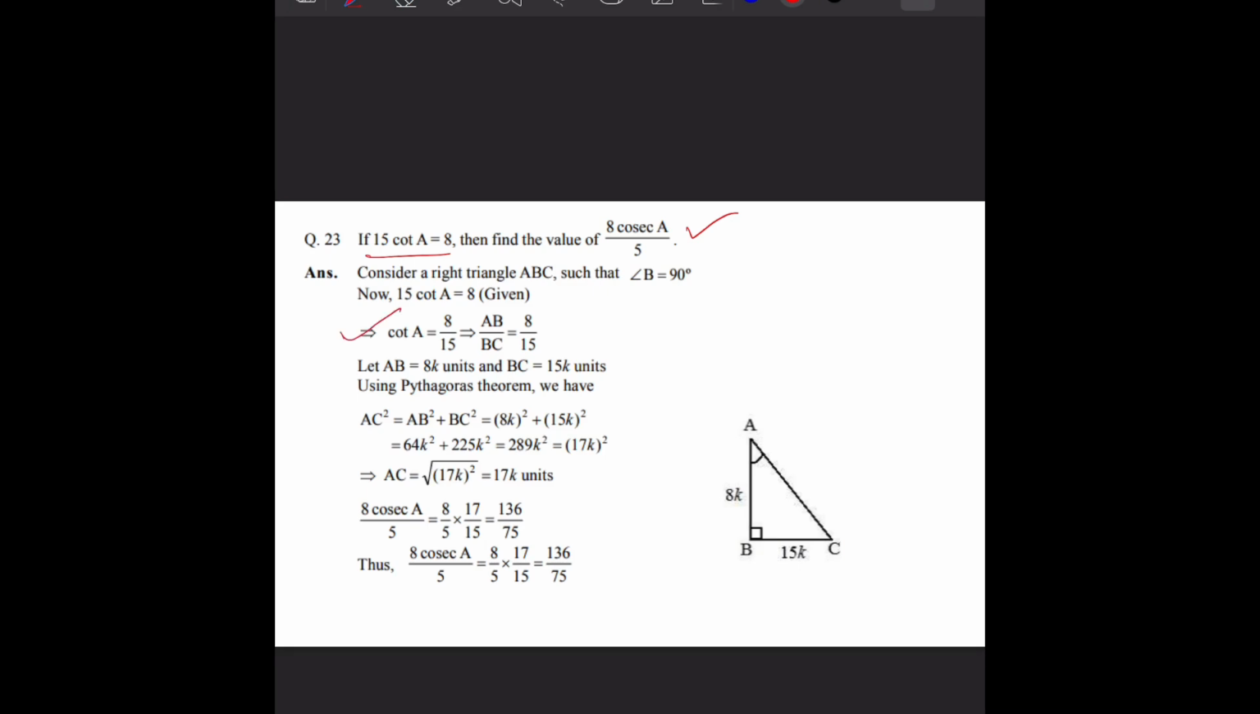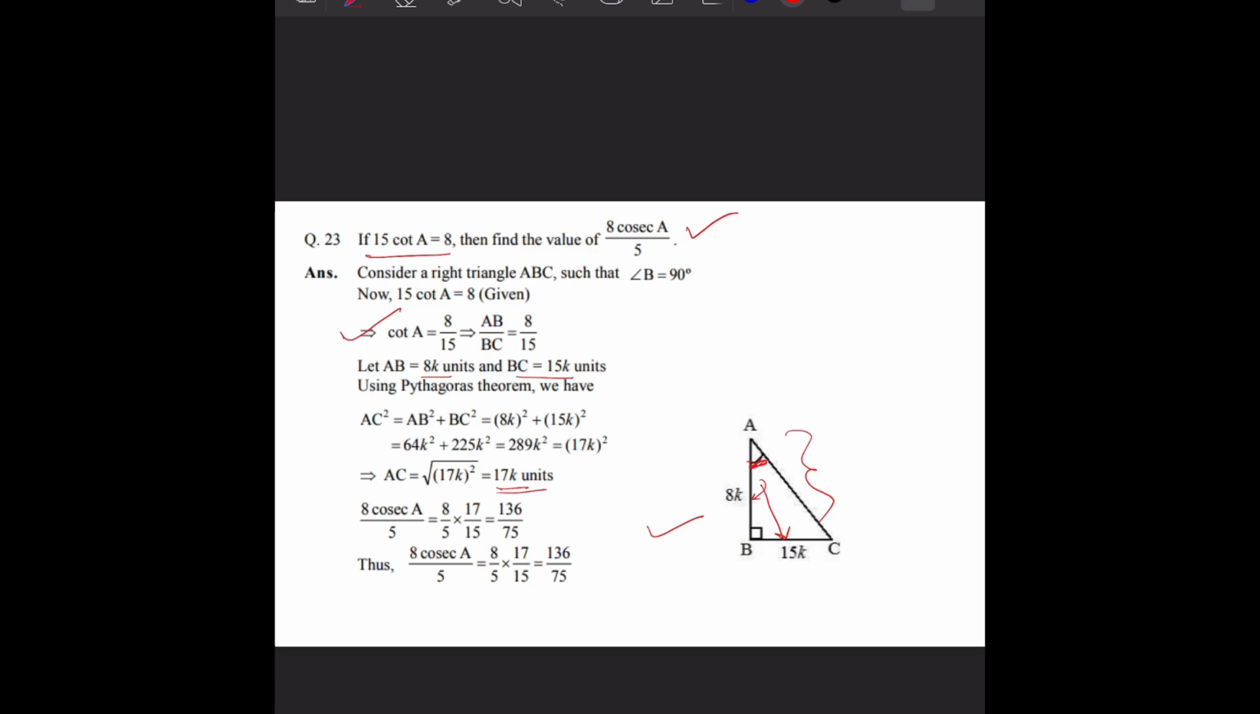जब भी आप कोई भी ट्रिग्नोमेट्रिक रेशियो लिखते हो तो आपने एक राइट एंगल ट्रायंगल बनाना है. Consider any angle as your acute angle. This is cot A. What is the definition of cot A? Adjacent upon opposite. So adjacent will be 8k. Why do we put k? K is a common unit. It acts as a HCF. BC will be 15k. By Pythagoras theorem, we need to calculate AC. We have calculated AC as 17k.